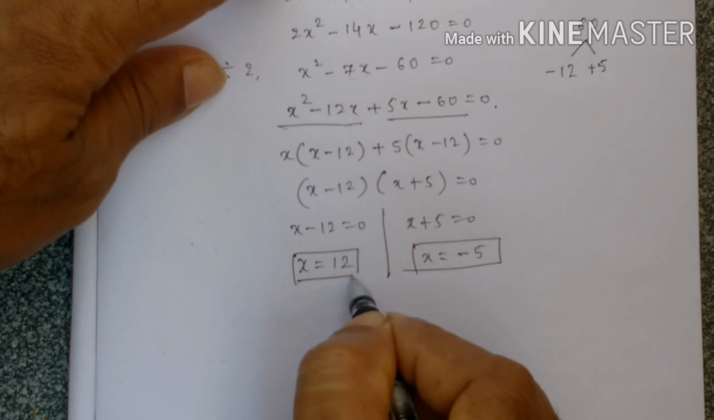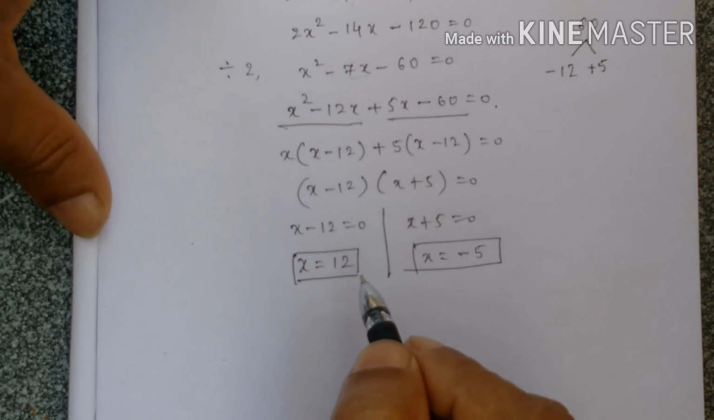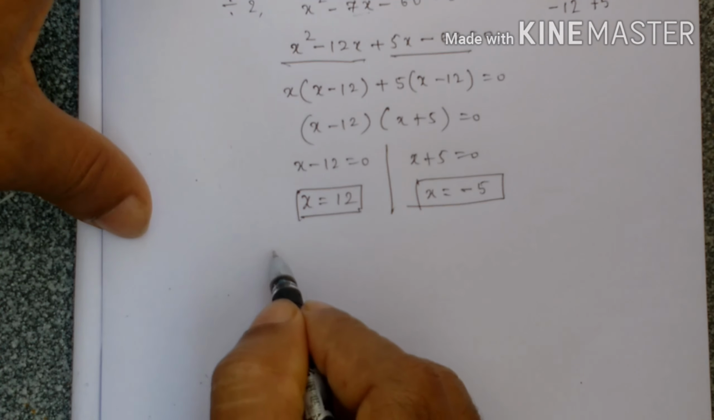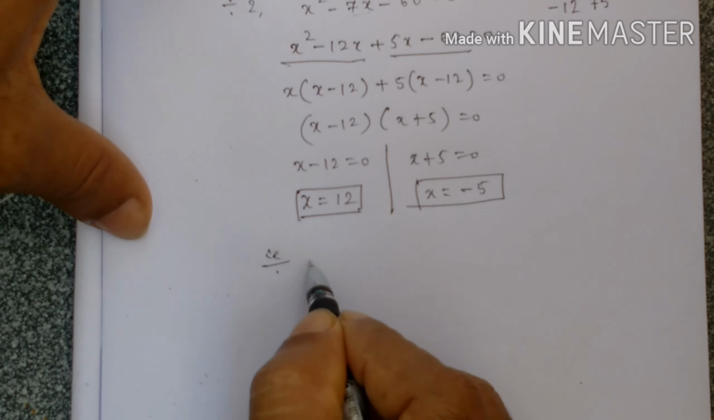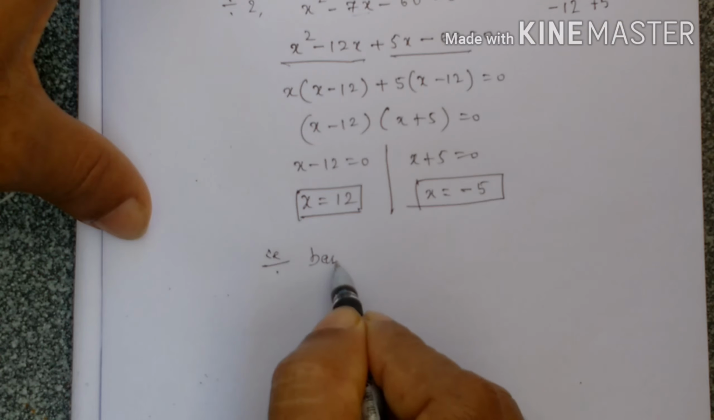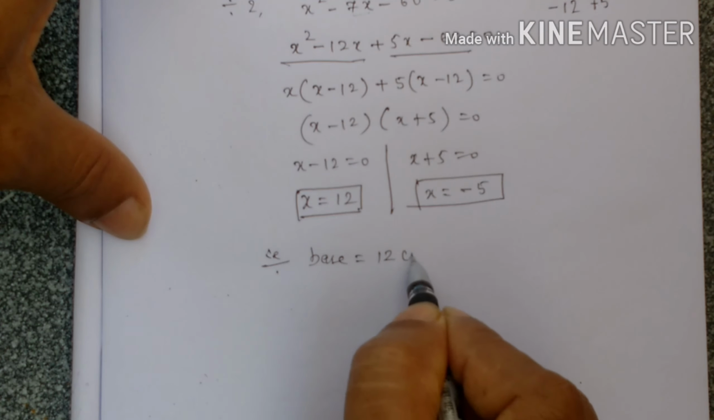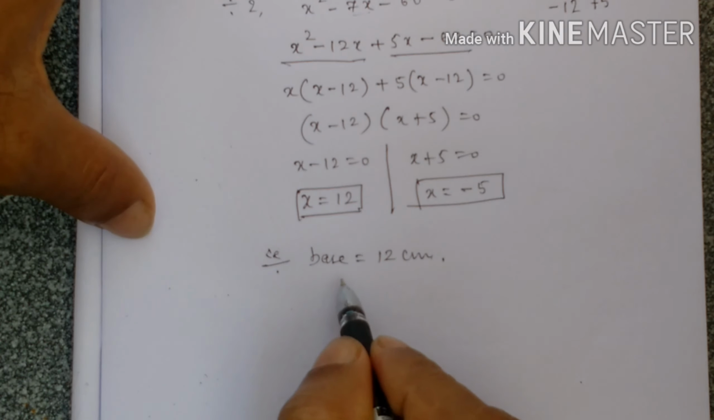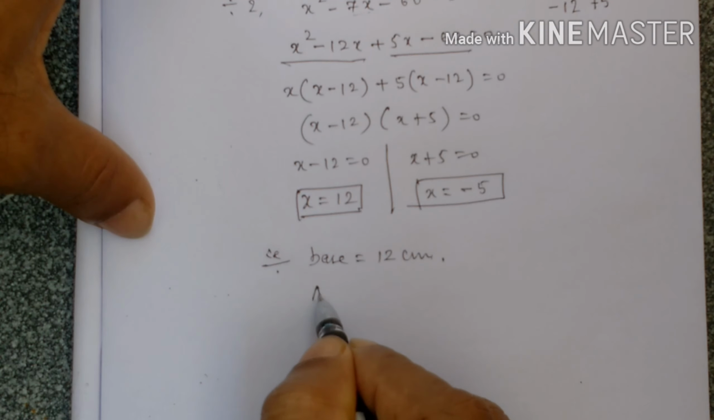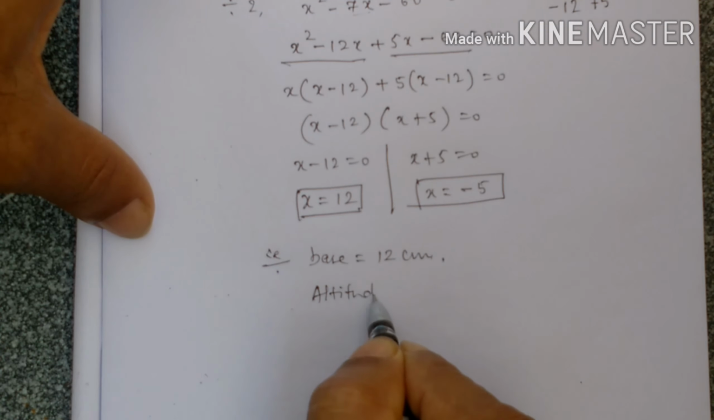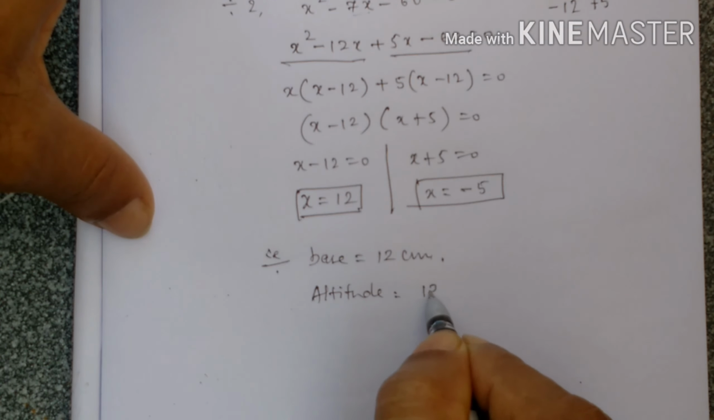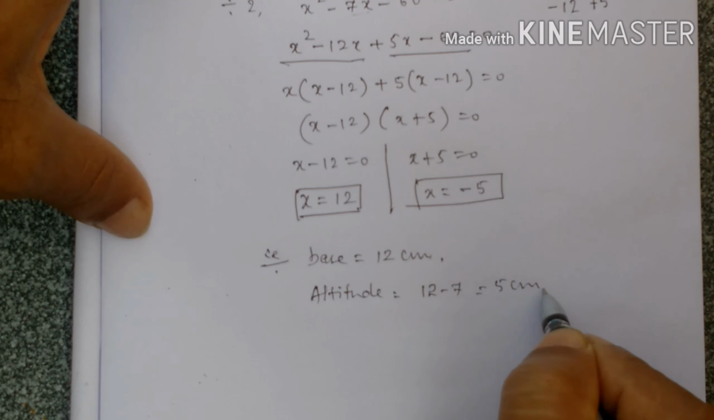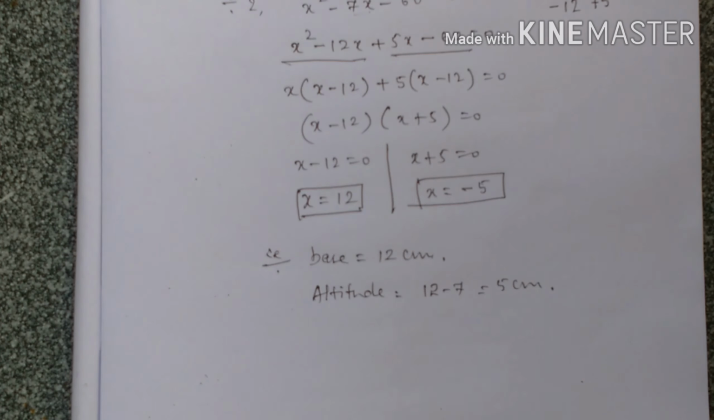Any length should always be positive. Therefore the x value has to be considered as 12. What is that x? That is the base. So the base is 12 centimeters. The hypotenuse they have given, and the other side, that is the altitude, is 12 minus 7, that is 7 centimeters less than the base, that is 5 centimeters. Maybe you can understand. Thank you.